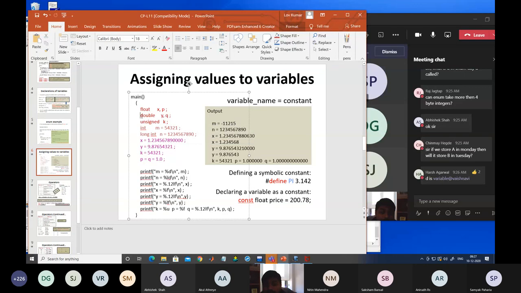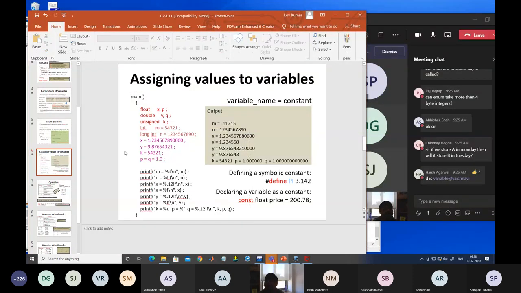Okay. So y is basically called the double. So whatever value we are writing here, it will store this value to the y. Same like that, if you are writing k equal to 5, 4, 3, 2, 1, and here you are taking the unsigned integer, it is basically used to store the positive integer. It is not used to store any negative integer.